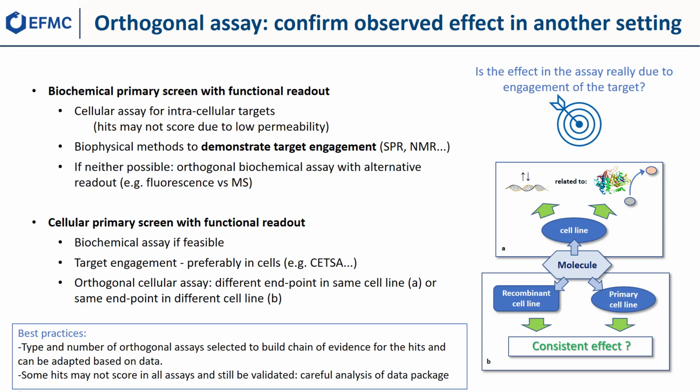Now, it's important to note that the type and number of orthogonal assays selected to really build a chain of evidence for the hits is really dependent on the target, and it can be adapted based on the data. Sometimes one is sufficient, sometimes you may need more. Also important, some hits may not score in all of the assays and still be validated. So you really need to carefully analyze the data package and make decisions based on this.